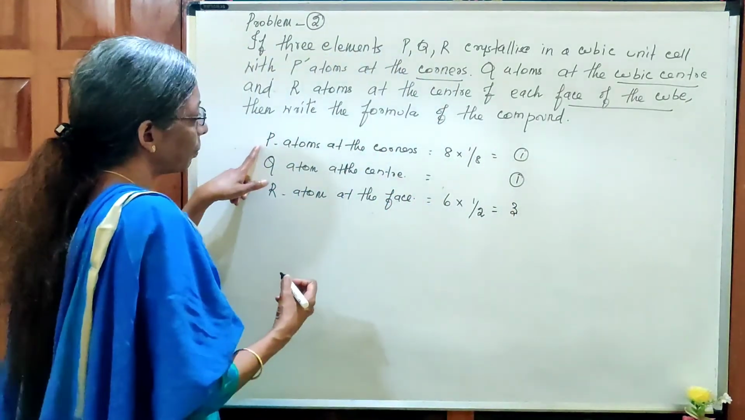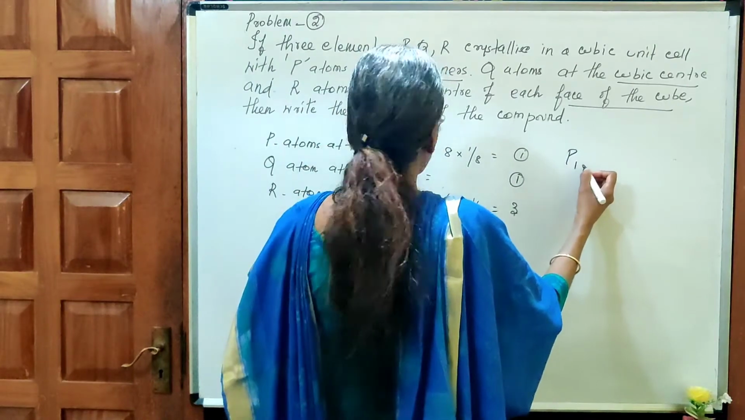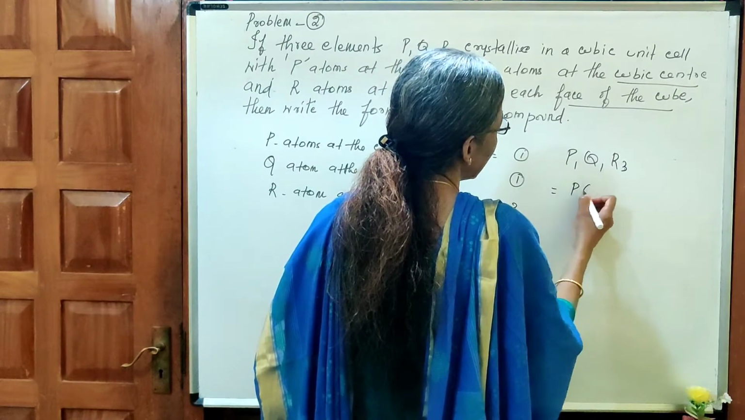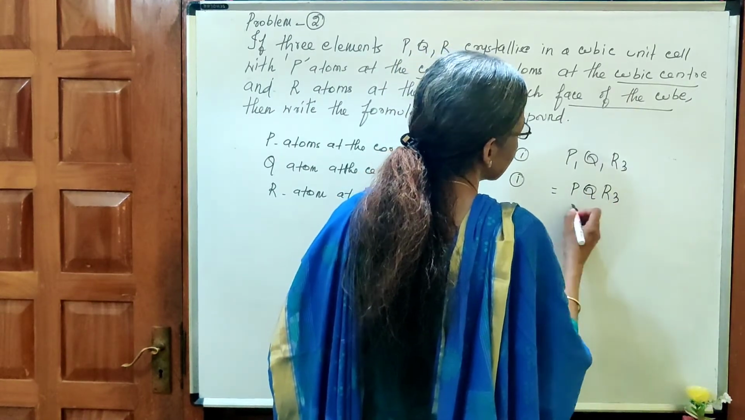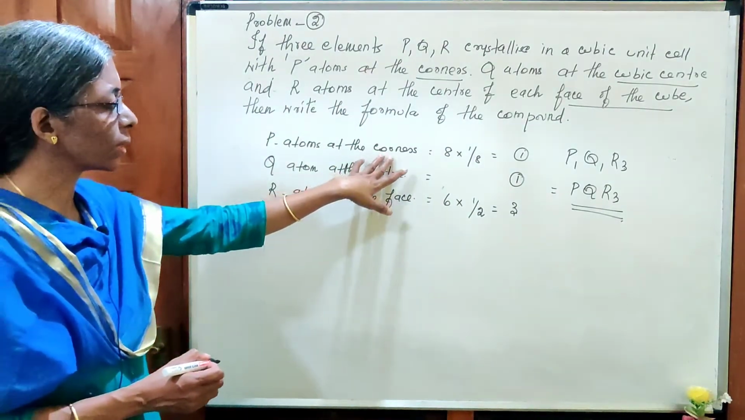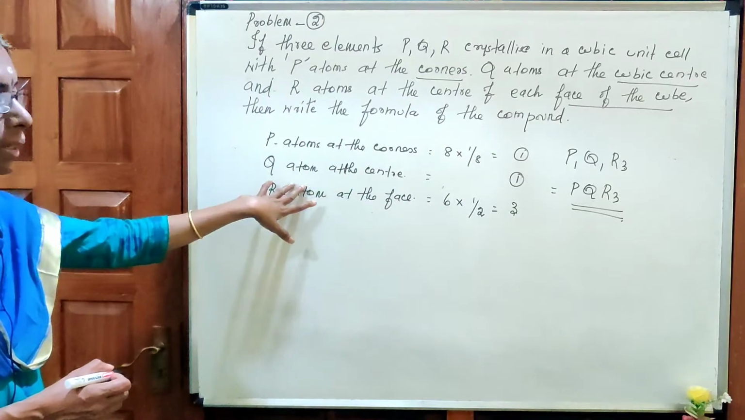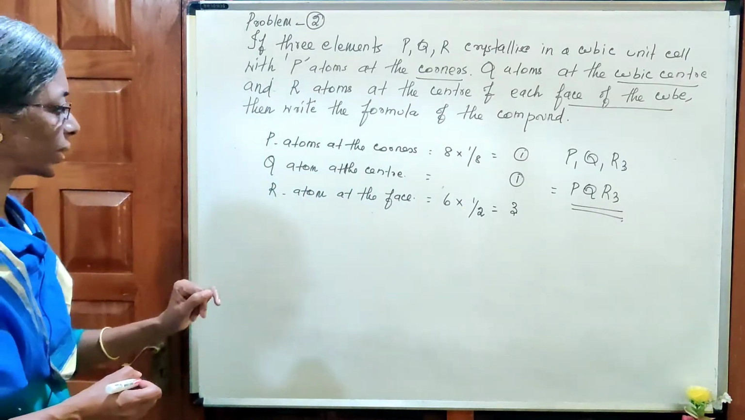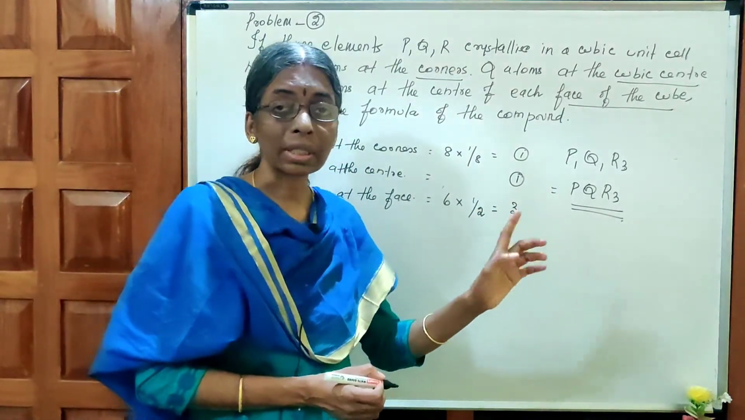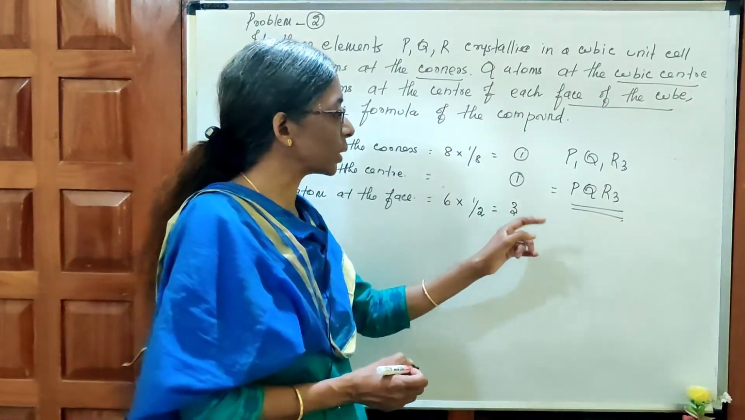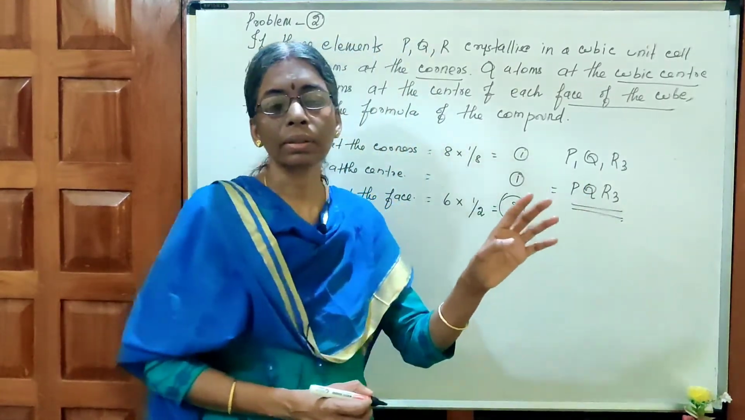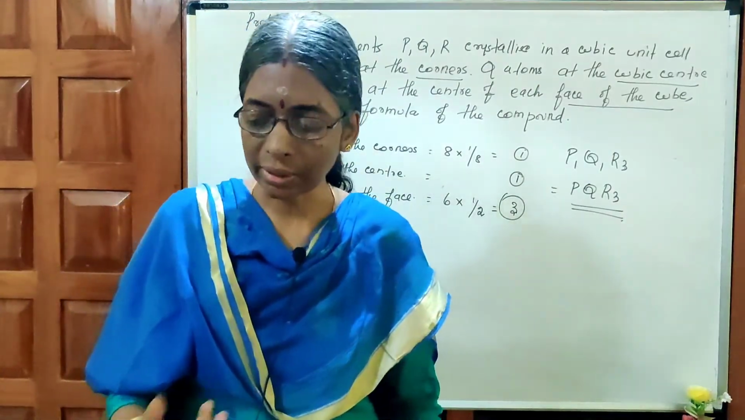So how many P atoms? P1, Q1, R3 is equal to PQR3. This is the formula of the compound. So this is at the corners, contribution 1/8. Body center not shared by any other unit cell. Face center, it is shared by 2. So 6 faces, 6 into 1/2 is equal to 3. So the formula is PQR3. Okay, thank you. Then we will see the next problem.